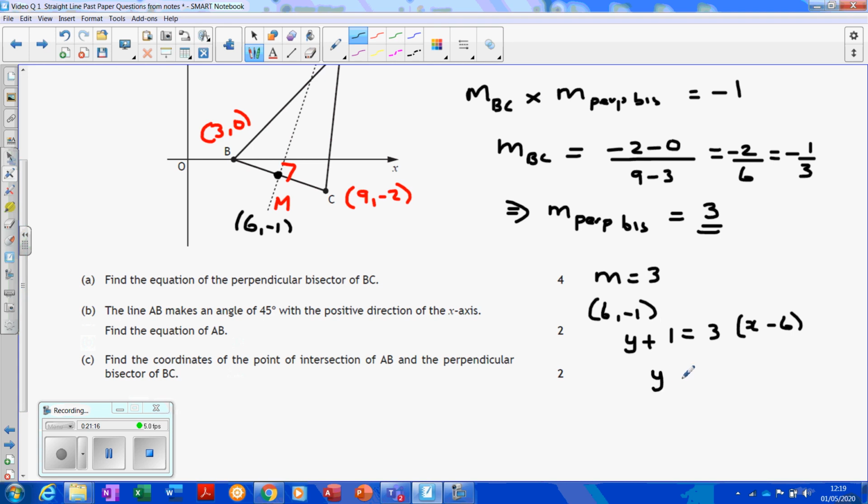So y is equal to 3x, and that would be 3 times 6 is -18, -18 minus another 1 is -19. Now I skipped a step, don't you skip steps. Okay, so that's us, we've got the equation of a perpendicular bisector, so y is equal to 3x minus 19.